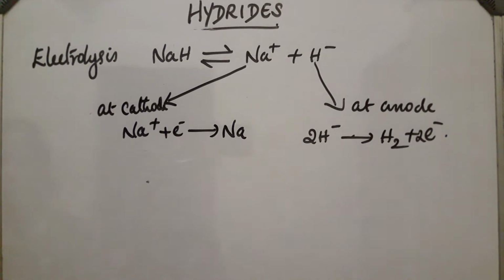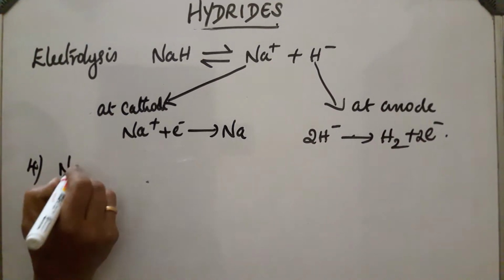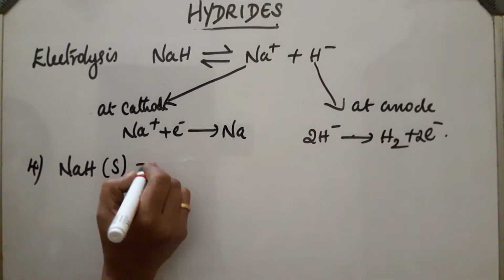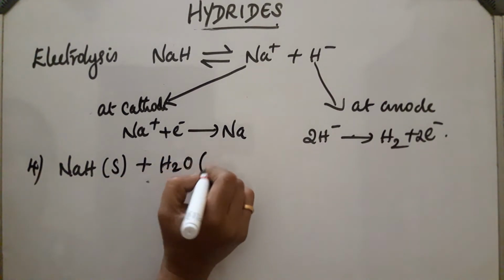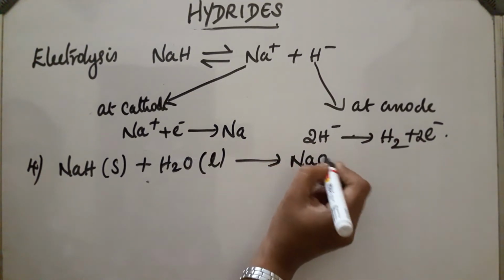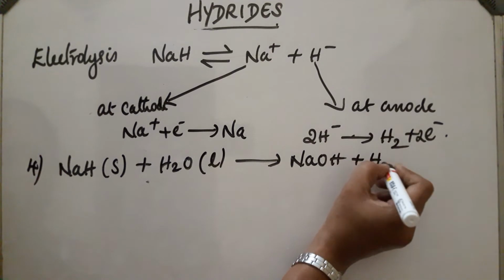This reaction shows that this hydride contains H minus ions. Now, fourth property. These hydrides react violently with water and produce dihydrogen. For example, NaH, sodium hydride, reacts with water and forms NaOH plus H2 gas.